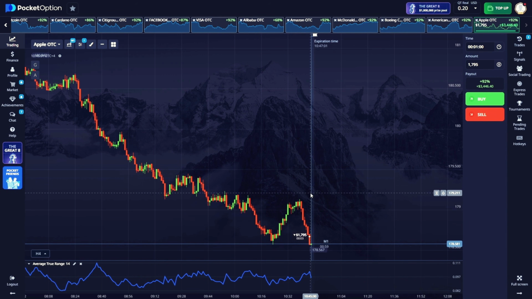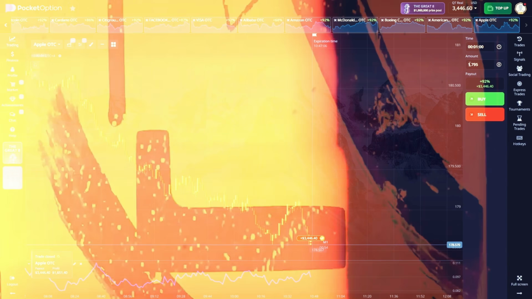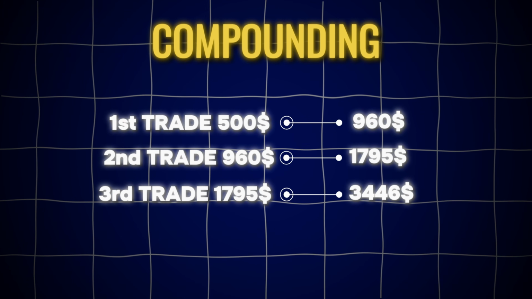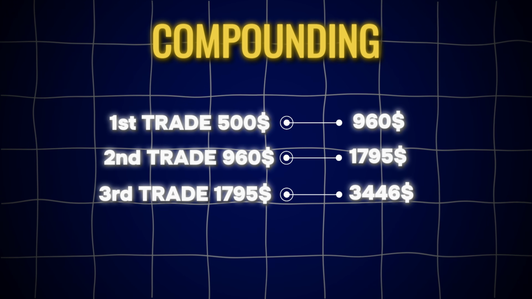The trade is going in our favor. A few seconds left and we won again. Let's look for another opportunity. Remember, with this indicator, we follow the trend. We don't take reversal trades.